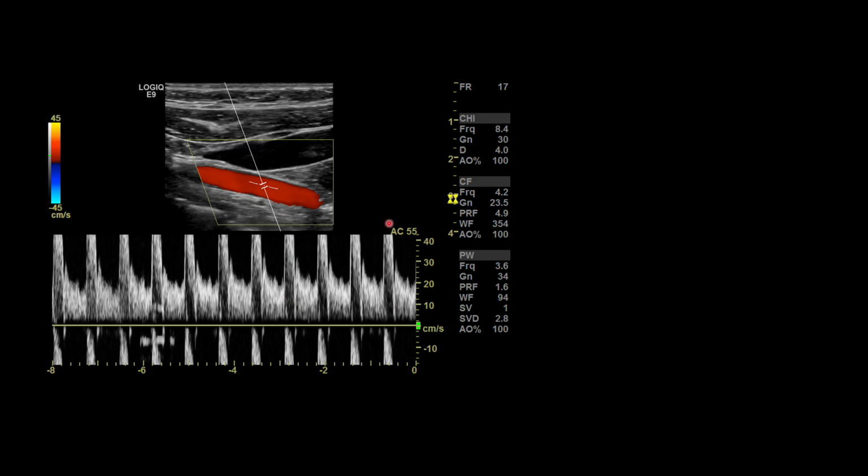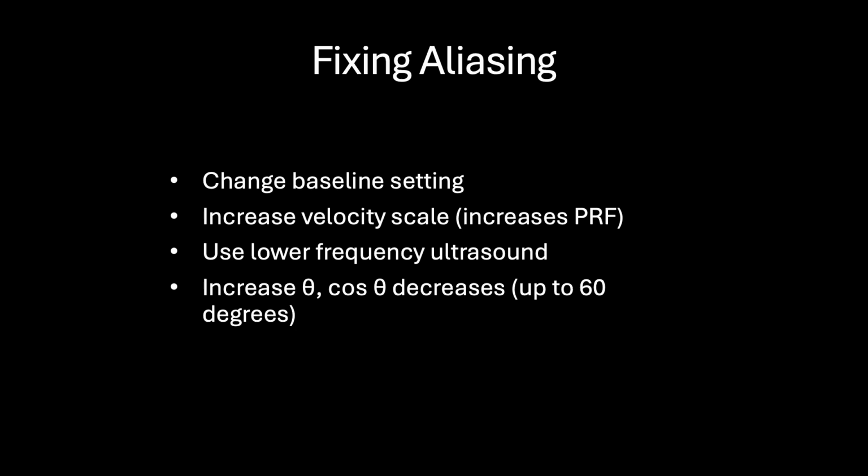Here you see the incorrect depiction of the direction of flow is now below the baseline. We can fix this in a few different ways. One of them is you can change the baseline setting on the spectral Doppler image. That's probably the easiest thing to do. But if we go up against those limits, then you can increase the velocity scale, which is increasing your pulse repetition frequency. You can also use a lower frequency ultrasound. And then finally, you can increase your angle of inclination to try to fix aliasing.